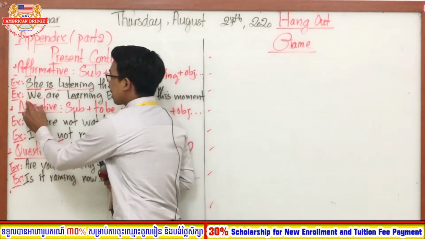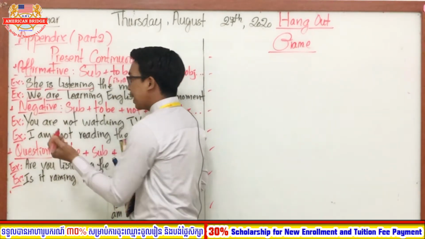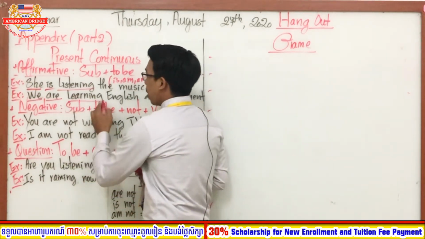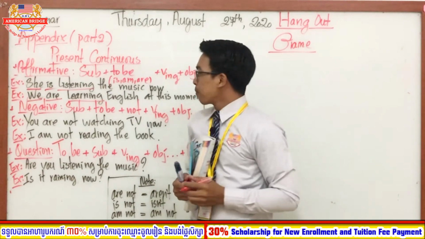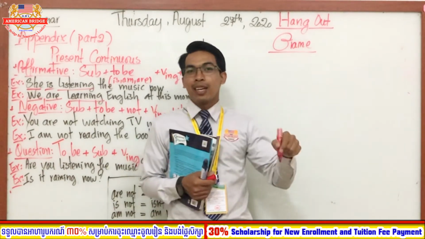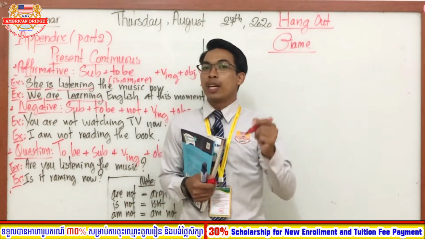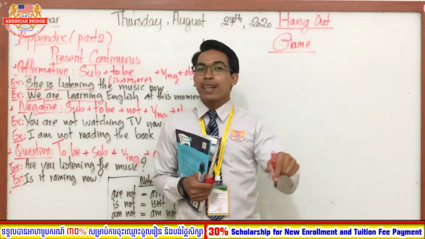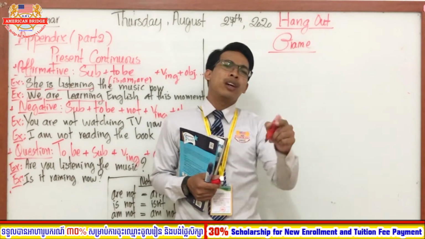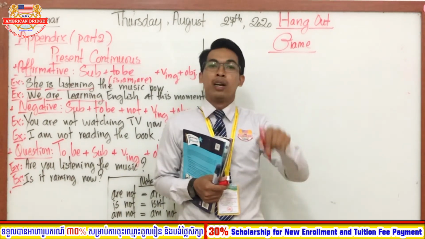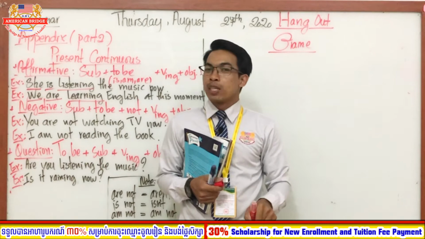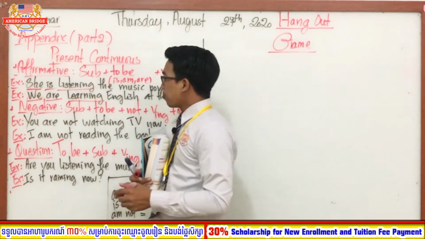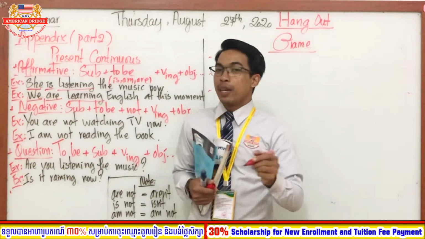So we is the subject, are is to be, we use with we, right? And learning is verb ing. You see, it is about the action that is happening now. As you can see, you are learning English, right? So right now you are learning English. You are not doing anything else, but you are learning English. So the action is happening now. Good. So everyone, that is the affirmative.